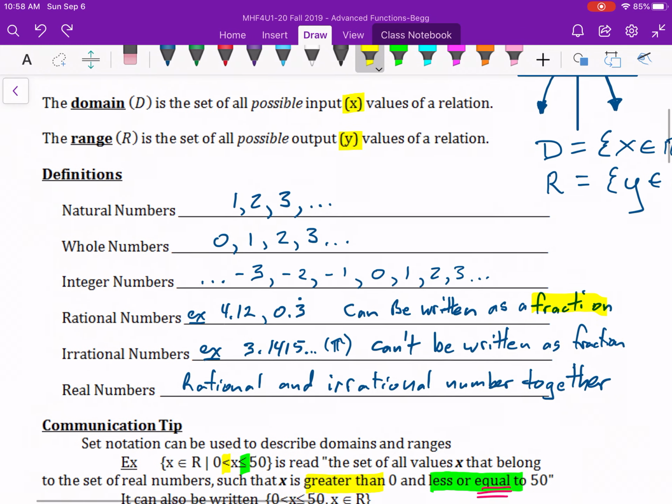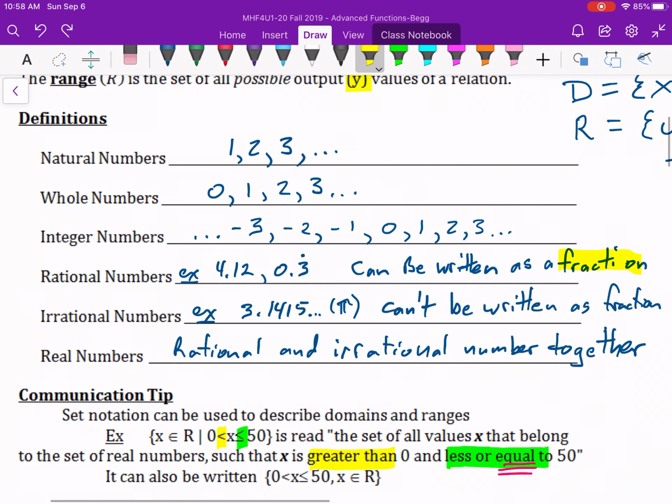Remember, here's a quick review of number sets. This is grade 9, but it's good to review these things. Natural numbers start at 1 and go up without decimals: 1, 2, 3. Whole numbers include natural numbers, but they also include the number 0. So very little difference between those two.